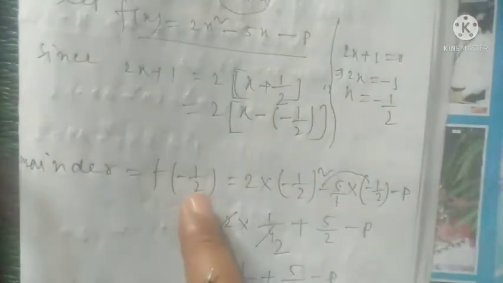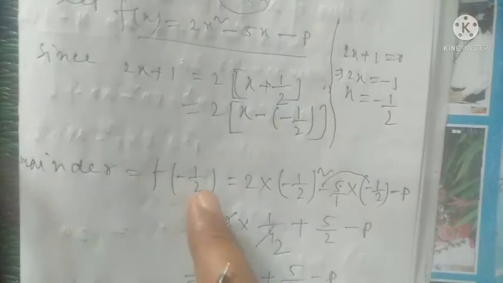So you can put this value. Suppose you are not able to understand this expression, so you can apply these tricks, and after that you can put this value. What is the value of x? Minus 1 by 2. If you cannot understand this, then use this trick and put the value directly. Then the remainder is equal to f of minus 1 by 2.